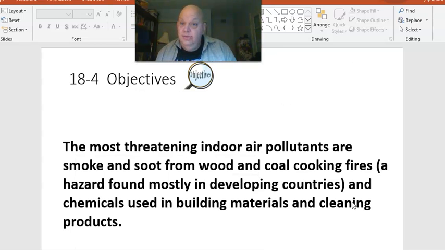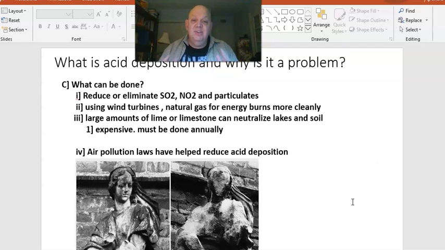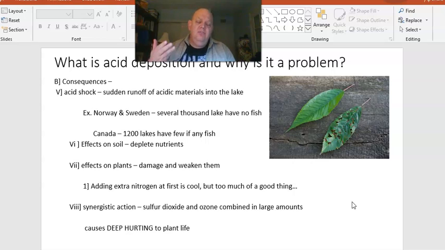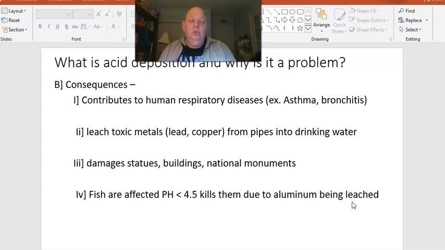Okay. I think we're going to be done here for our time. So 18.3, we talked about acid deposition. We looked at why it is a problem, what are some of the solutions that we have here. We know that it does damage to the soil, it does damage to fish, it does damage to lakes, it does damage to plants. We looked at the impact it has on human beings, okay, affecting our drinking water, increasing respiratory diseases like asthma and bronchitis. We know it damages buildings.